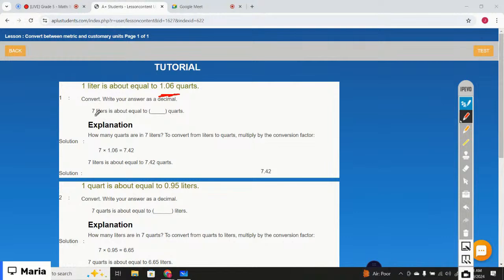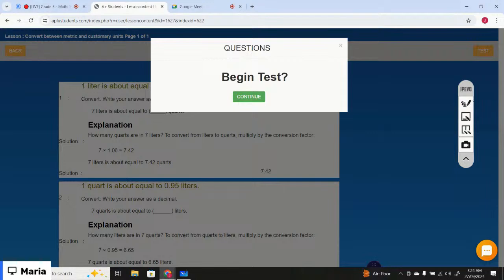So you have to multiply. You need to convert 7 liters to quarts, right? So you have to do 7 times 1.06. So 7 times 1.06 is 7.42. That's 7.42 quarts. You're converting from liters to quarts, right? So you need to use 1 liter is 1.06 quarts. You have to do 7 times 1.06. Okay, let's just start with the test questions.